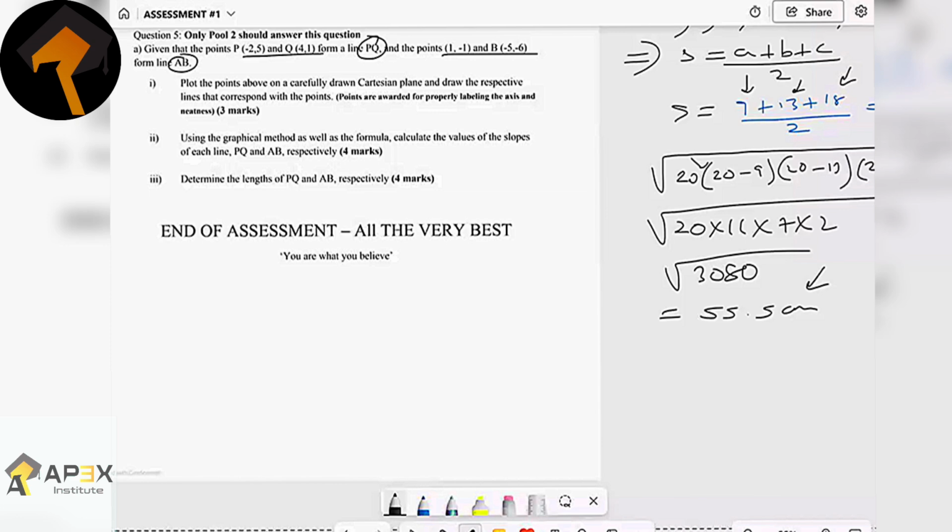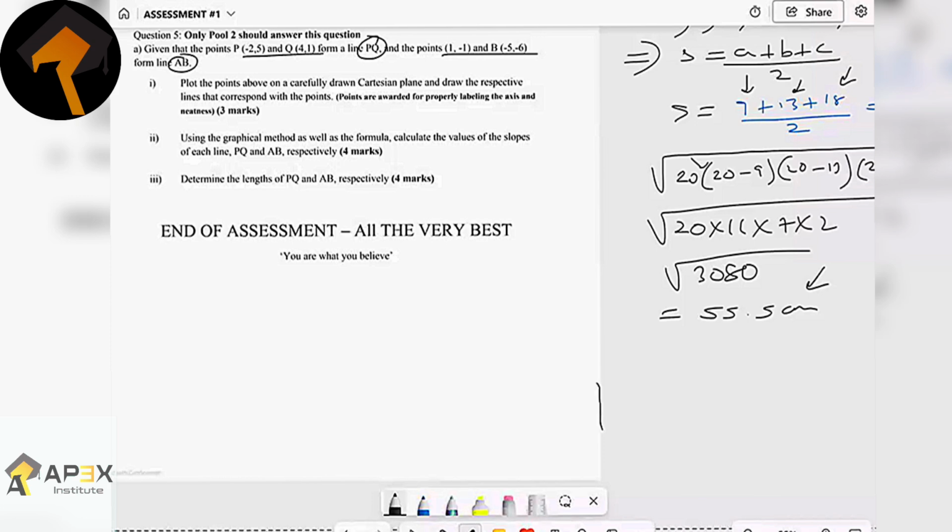For this particular video, I want to bring it to the end, so I'm going to move a little bit fast in terms of getting to the result. All right, it says plot the points above on a carefully drawn Cartesian plane and draw the respective lines that correspond with the points. Bear in mind that points are awarded for properly labeled axes and neatness. Okay, we spoke about this.